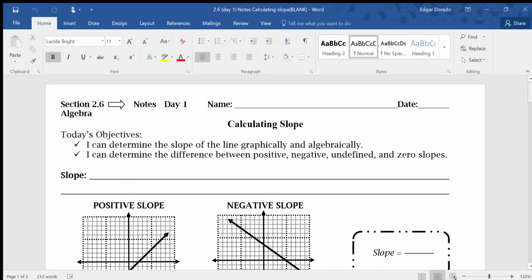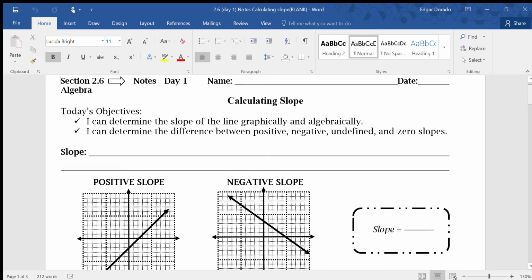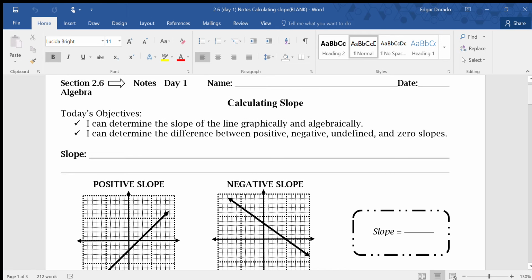So today we are going to be taking a look at section 2.6. We are nearing the end of our unit on graphing linear equations. One of the most important things to do in order to graph these equations, especially when you are given points only, is to be able to calculate slope. So that's one of the things that we're going to do today.